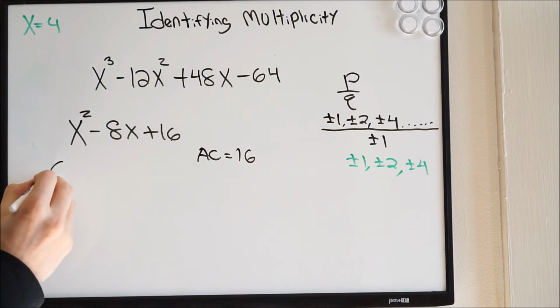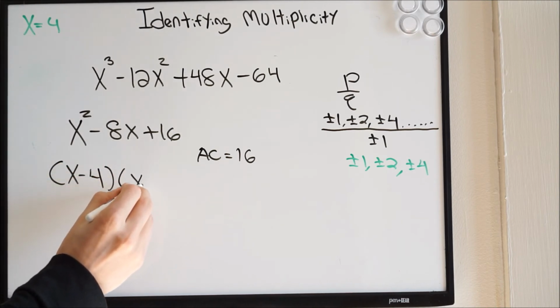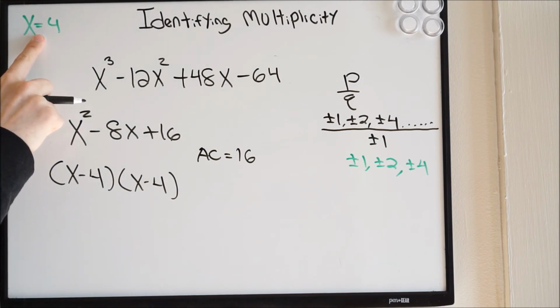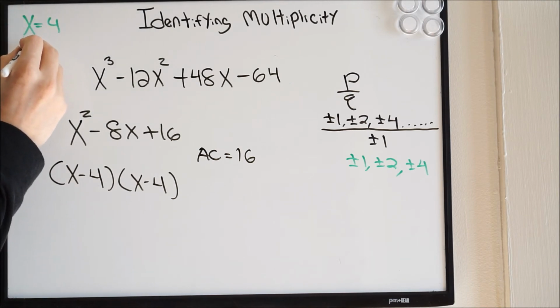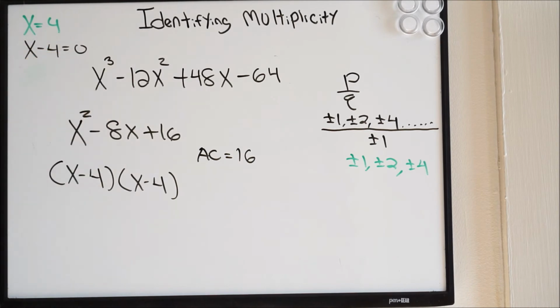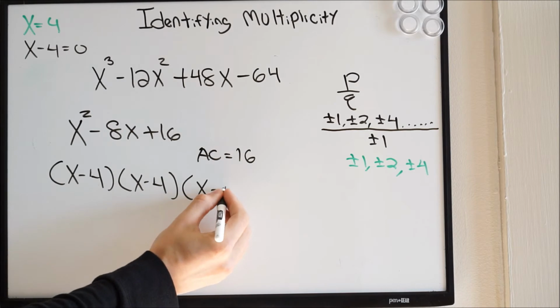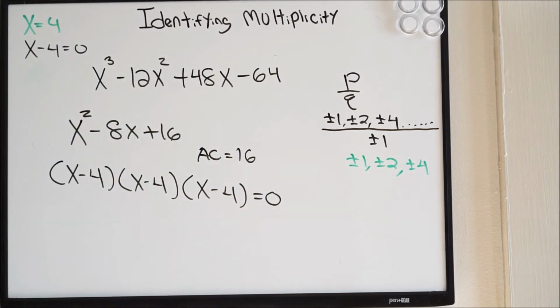Well, that's going to be negative 4 and negative 4. And then remember, we also have one of our roots here, x equals 4. Well, if we put this back into factored form, this will be x minus 4 equal to 0. So we also have another factor here of x minus 4, and again, this is all equal to 0. All right, so this is completely factored out.